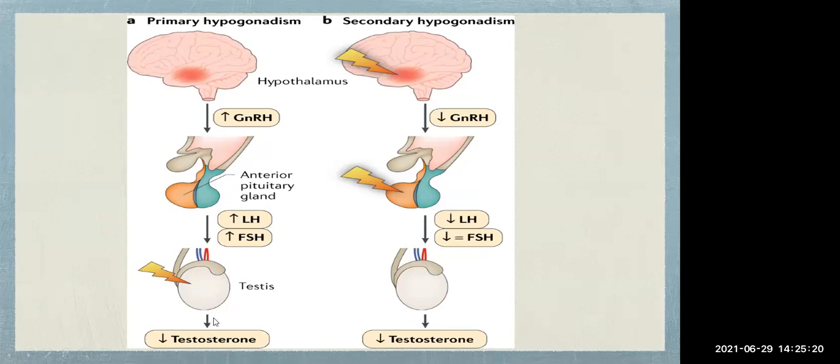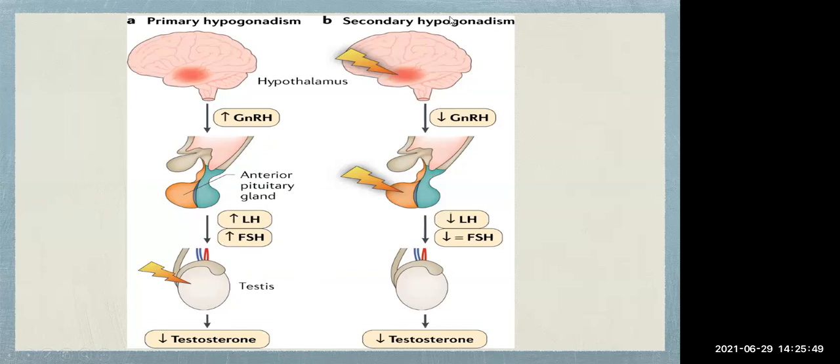Because of the low production of sex hormone, there will be a negative feedback mechanism to the center. So the hypothalamus, which is normal, tries to increase production of GnRH. Increased GnRH will increase LH and FSH. However, due to the abnormality or problem in the gonad, the sex hormone remains low.